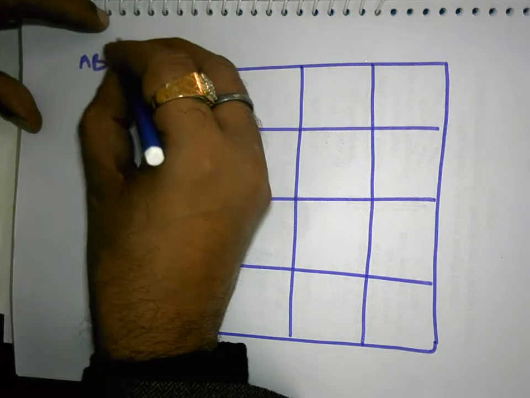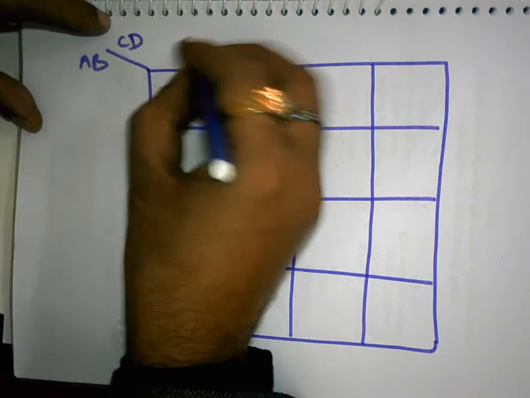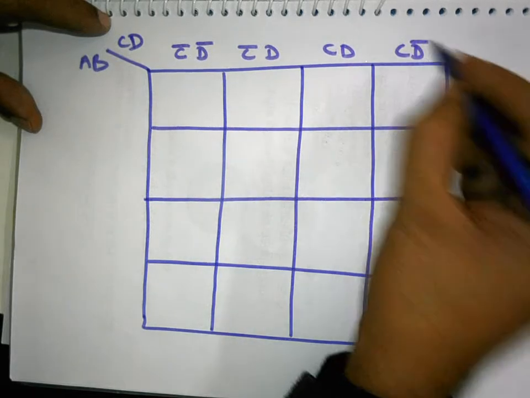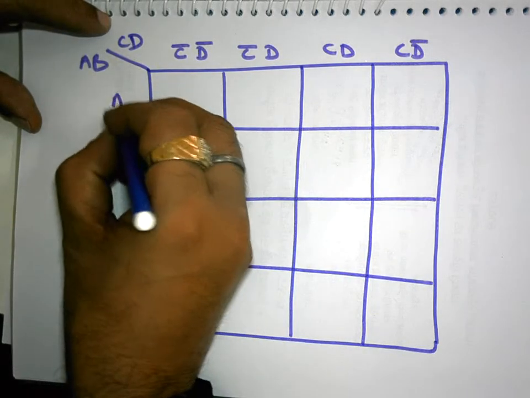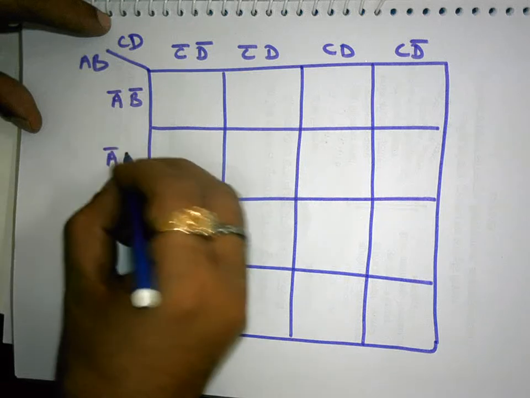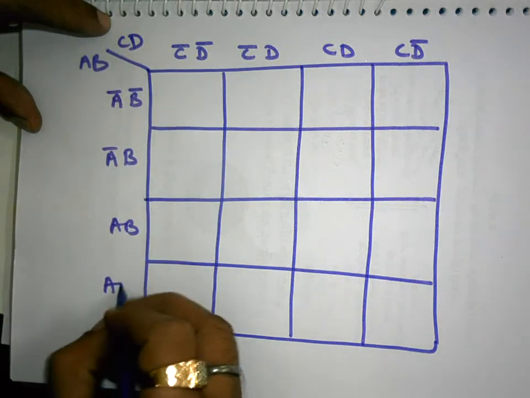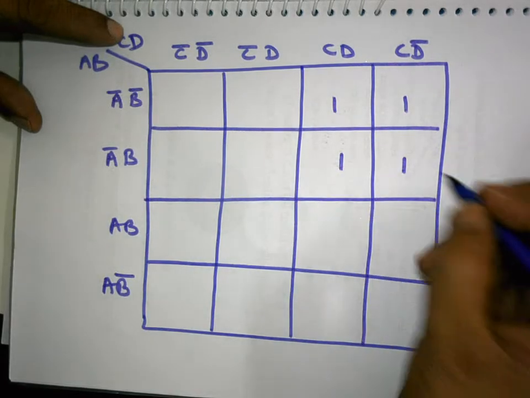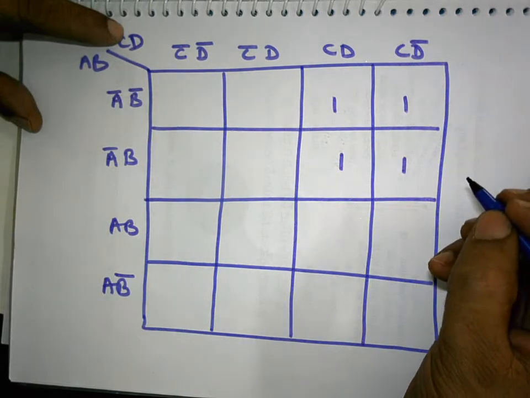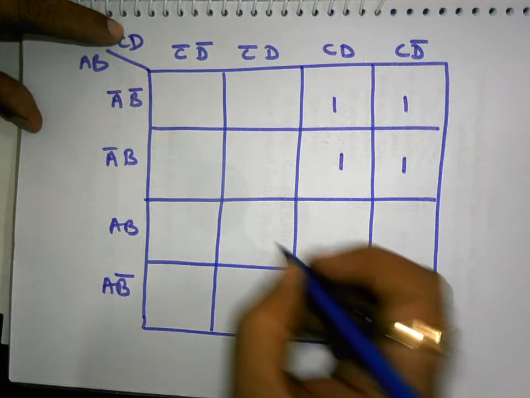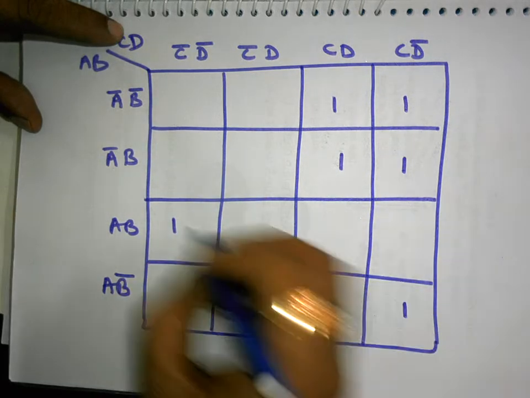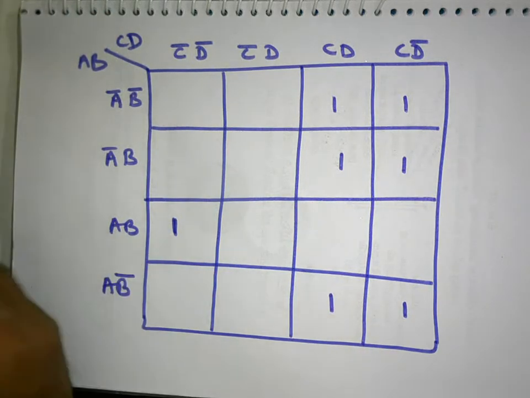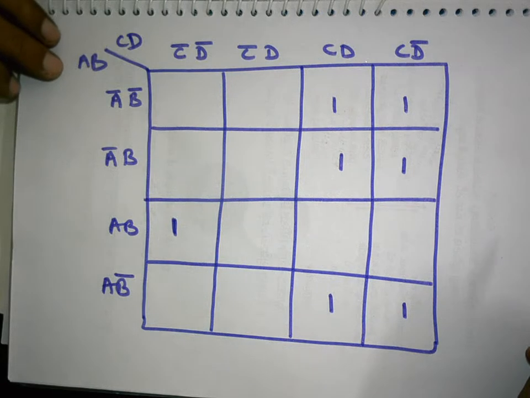Suppose I placed AB in the row and CD for the column, so it will be C bar D bar, C bar D, CD and CD bar. This will be A bar B bar, A bar B, AB and AB bar. Suppose ones in this K-map are positioned in these cells, and in the rest of the cells zeros are available.